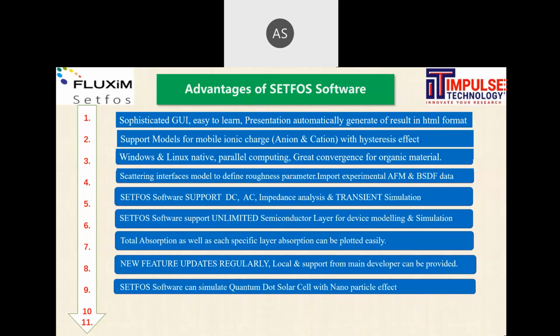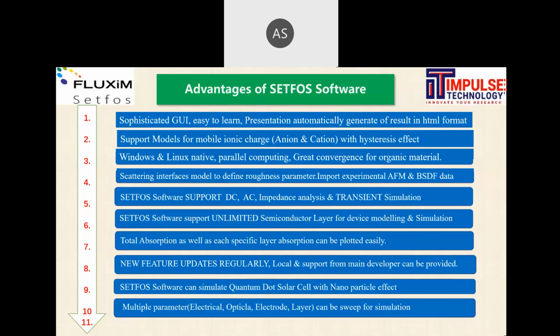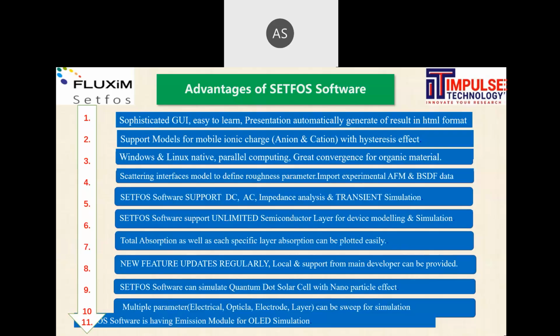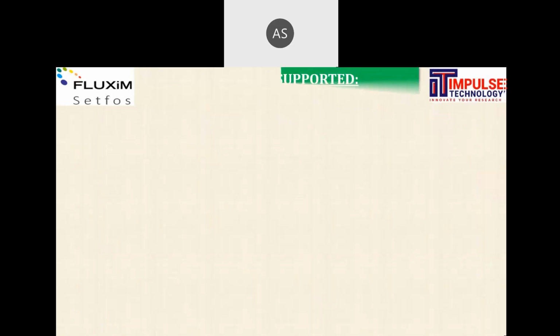Here you can also simulate quantum dot solar cells with nanoparticle effects. That is also not possible in SCAPS 1D. Optimization is also there to perform swapping of different materials. Multiple swapping optimization is there, including the emission module for LED devices. So these are major advantages, but there are many other advantages. Once you use the software, you can find how it can be better for your research.